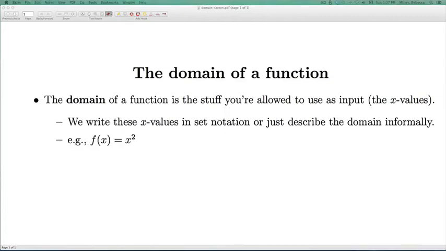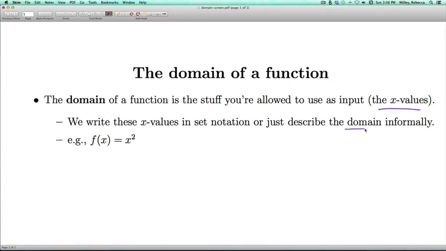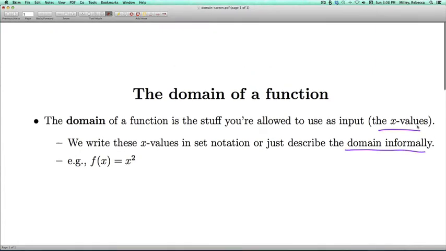The domain of a function is the stuff you're allowed to use as input. It's the allowable x values. And we can write these x values in set notation or in interval notation or just describe them informally. So that's probably what we'll see most often in this course.